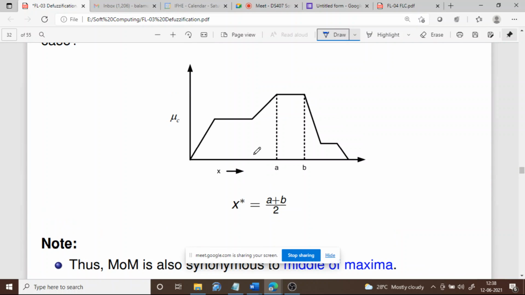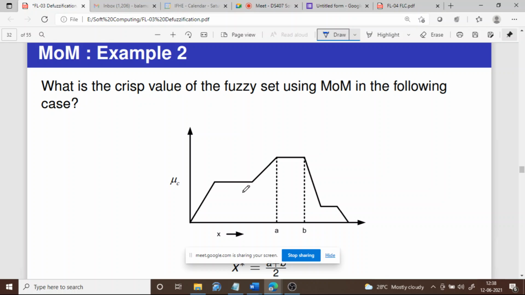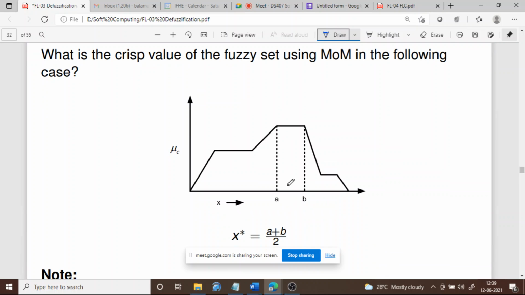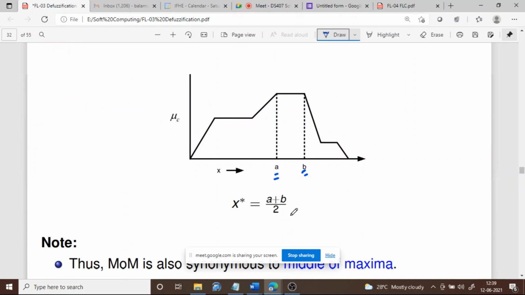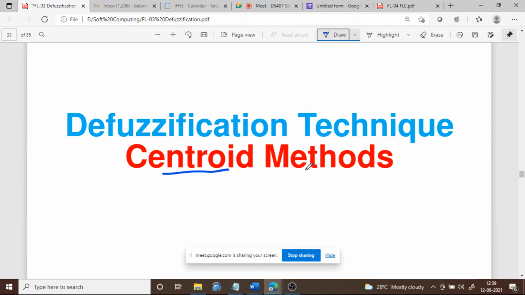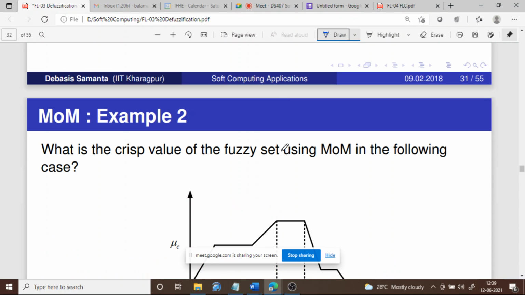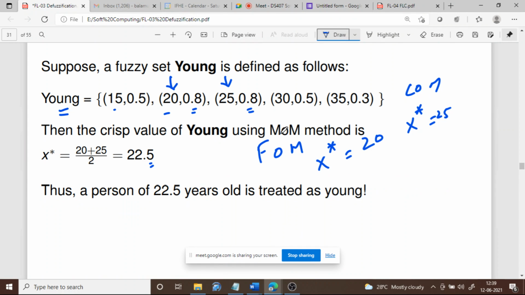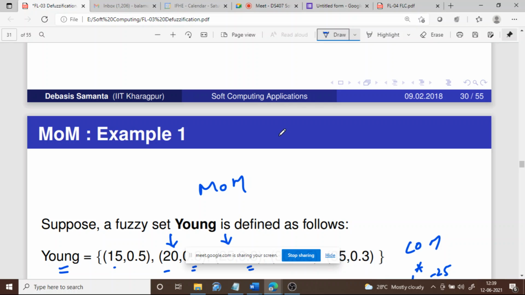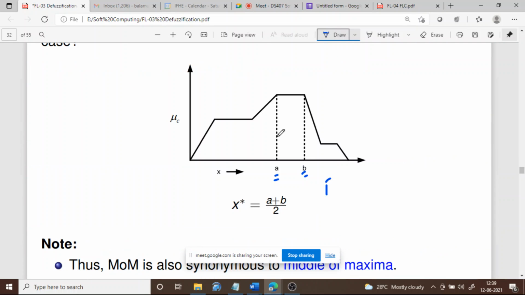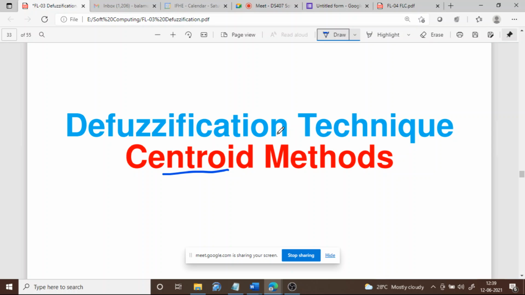So here is another example. Say there is a membership function represented through this graph. If you want to identify the crisp value, x star is equal to (a + b)/2 of these two points. If you apply FOM, x star will be a. If you apply LOM, that is last of maxima, x star will be b. So these are the maxima methods available for defuzzification, that is, to convert a fuzzy value to a crisp value. Next we will be discussing the centroid methods.